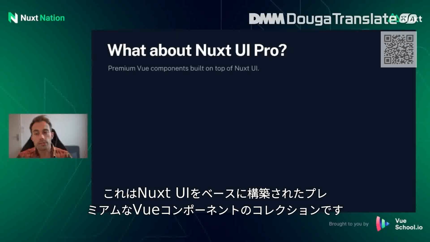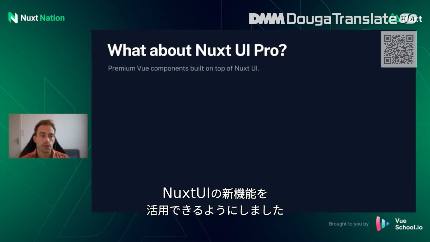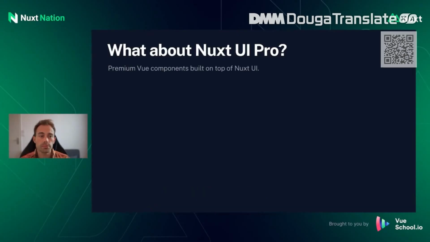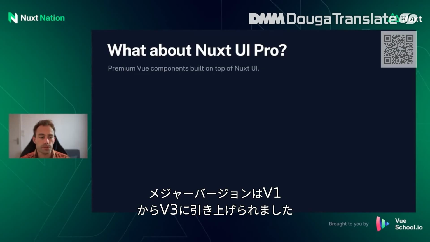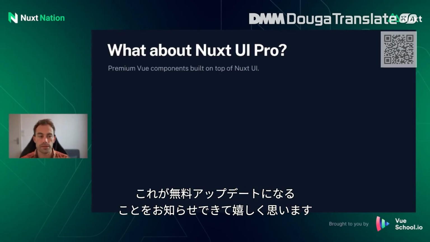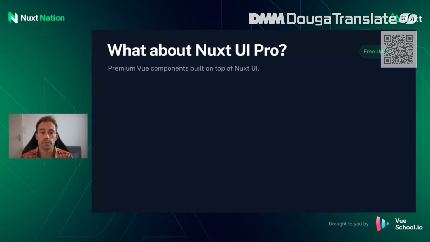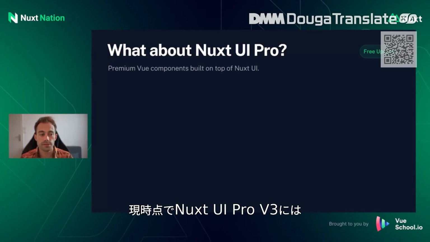Now I want to talk a bit about NuxtUI Pro. It's a collection of premium Vue components built on top of NuxtUI. We've also rebuilt it from the ground up to take advantage of NuxtUI's new features. And the major version has been increased from v1 to v3 to make it clear that NuxtUI Pro v3 is meant to be used with NuxtUI v3. I'm happy to share that this will be a free update, so the license you bought or will buy is compatible for both versions.